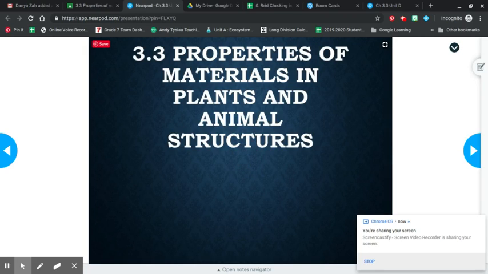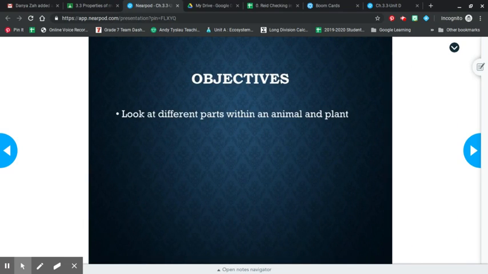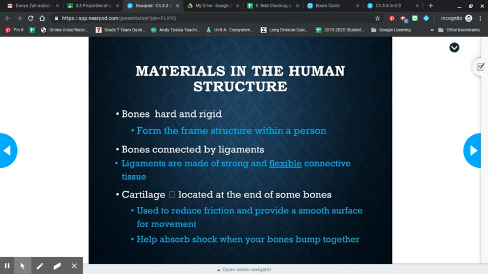Okay, for science 3.3, properties of materials in plants and animal structures. So it's pretty much being a structure ourselves, where, for example, our skeleton is a frame structure. We've talked about that probably around the start of the unit. So what makes up that structure? The material would be bones. There's also ligaments and cartilage.